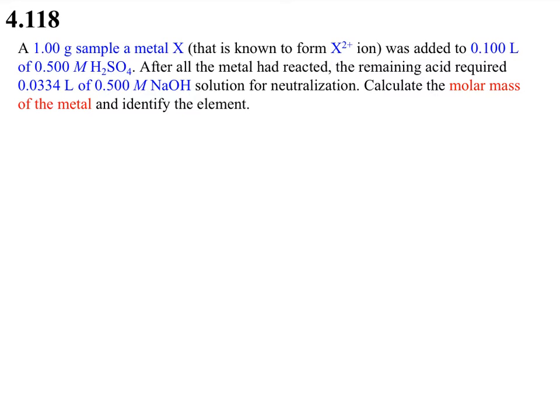In this problem, we have 1.0 gram of metal X, and we know that X can form X2+ ions. Then X was added to sulfuric acid with 0.100 liter as a volume and 0.500 molar as a concentration. After all the metal had reacted, we are given the information that the metal is the limiting reagent here.